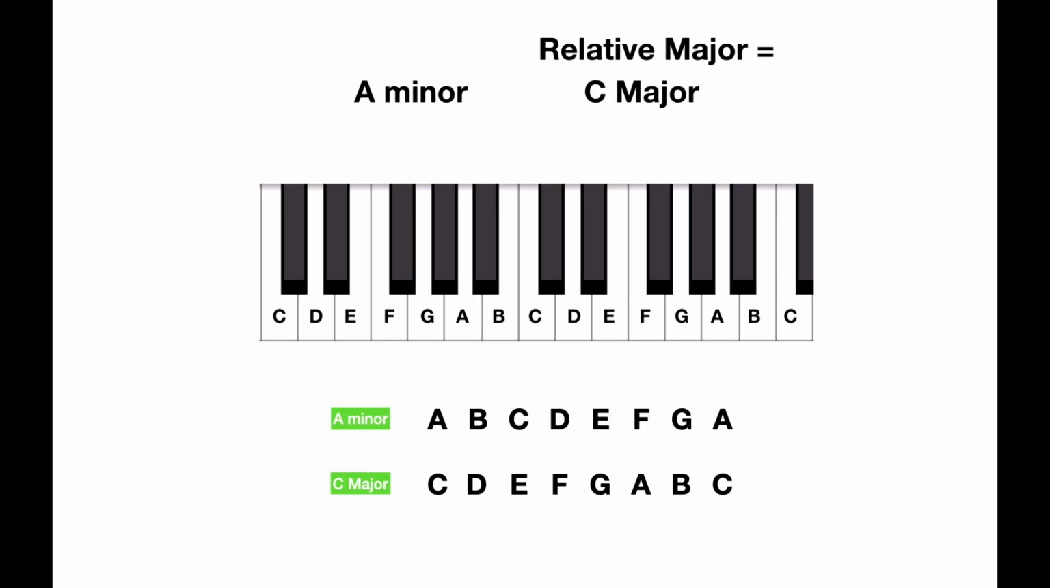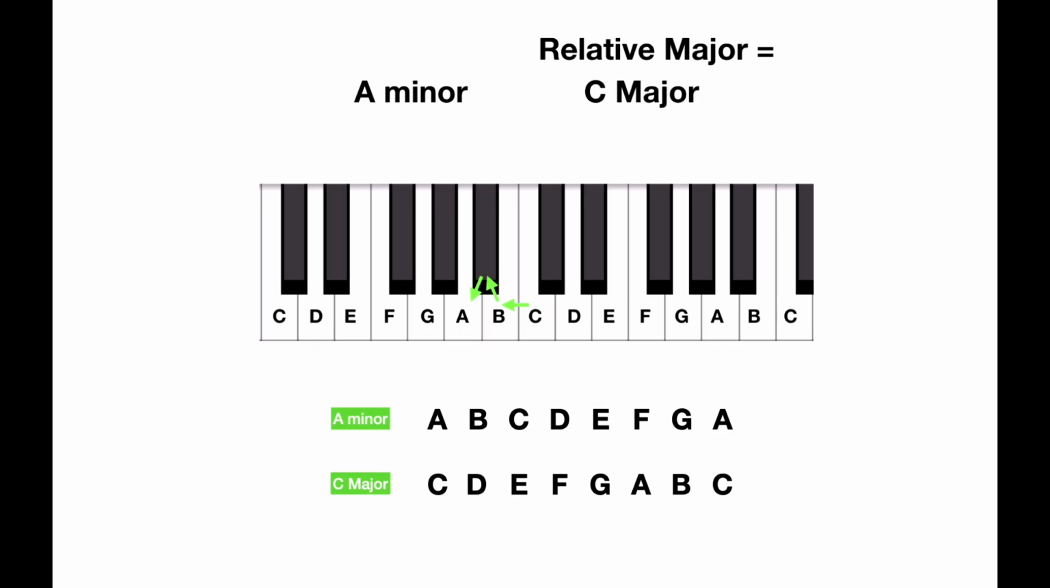So if we're playing merrily on a C major scale and suddenly decide that we want to know what the relative minor is, we start on C, we count down 3 half steps. 1, 2, 3. And we'd find that our relative minor scale is an A minor. And this works for every single note on the piano.